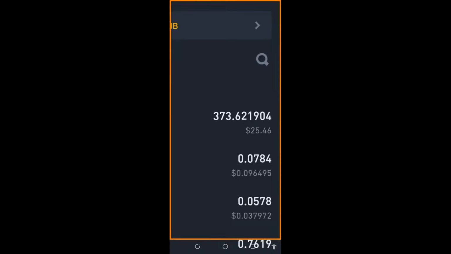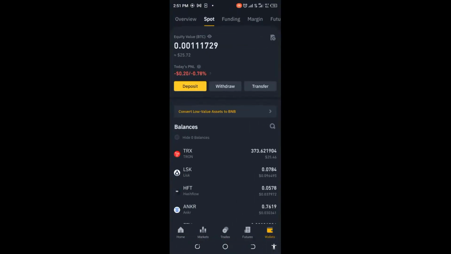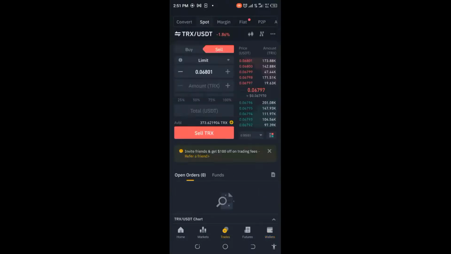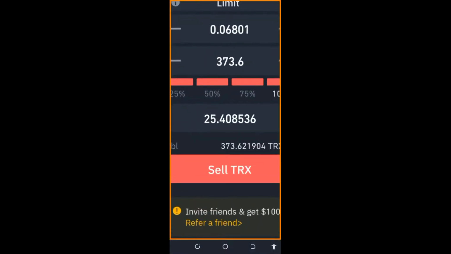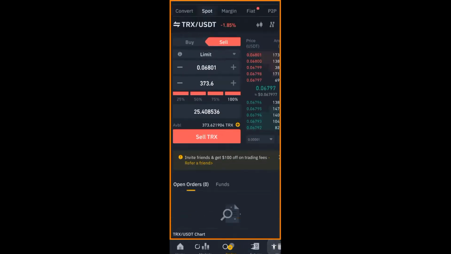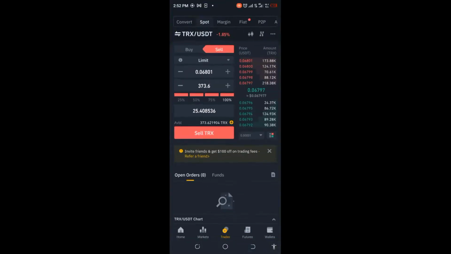The value is saying 25.46. Let's go and check how this goes. Let's go back to spot trading and see whether we have, oh yeah, it's already in there. So let's see how much this is going to give us. Uh-oh, no, that's not what we want to do. 100% is what we want. Whoops, okay, so see what's going on here. Right now the total value comes to 25.40. Well, let's see how much this is going to give us.